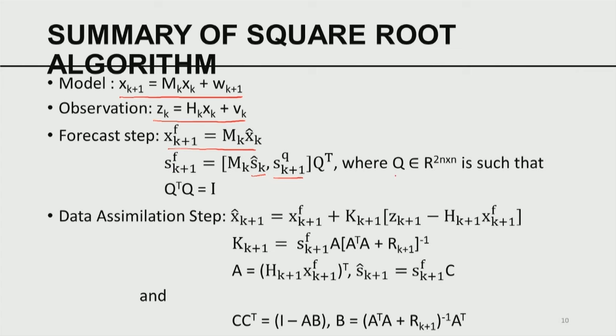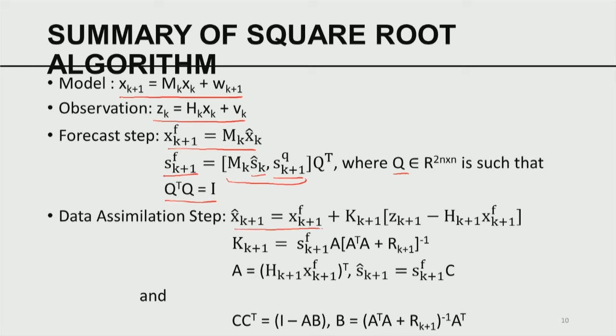Q is available from the QR decomposition, which is the Gram-Schmidt orthogonalization. So by doing a Gram-Schmidt orthogonalization on this matrix, I get S k plus 1 f. Please remember Q transpose Q is I.